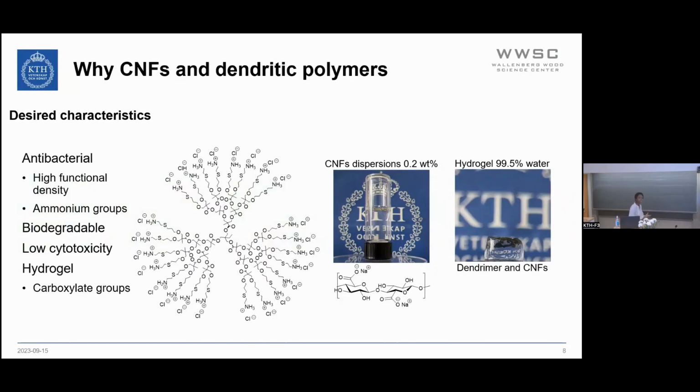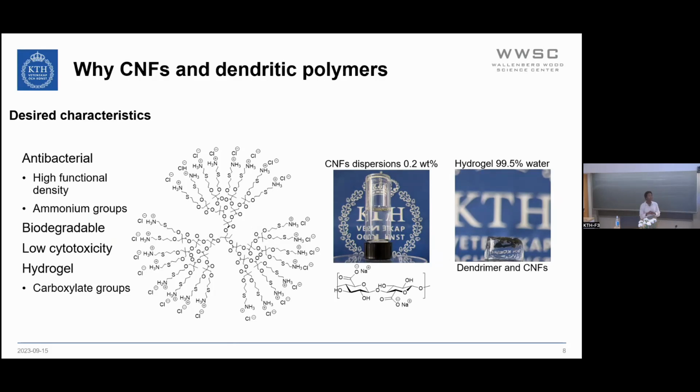But why did we take these two platforms together? Why did we think, let's put these two things together? It's because together, they actually provide us with the material of the desired properties. We get the antibacterial functionality from using dendrimers that, again, like I said, have a high valency, so we can functionalize them with ammonium groups, which we know have shown to be active towards both gram-negative and gram-positive bacteria.